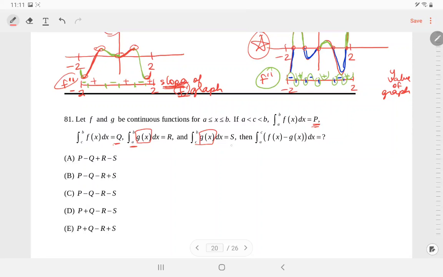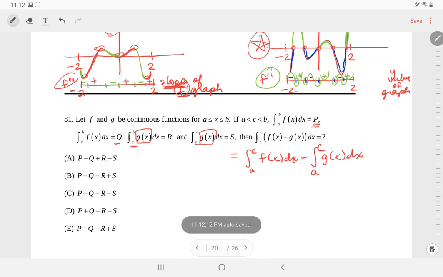Okay, so let's start with what they gave us. This is the integral from a to c of f of x dx minus the integral from a to c of g of x dx. You learned this in AB. And then they're giving me some more information here. So I'm going to organize this, especially if it was free response. I'm going to work those out, but I feel like this is going to make more sense.